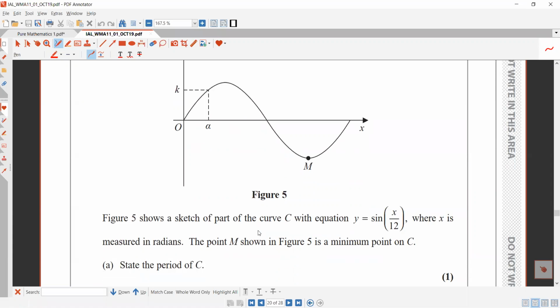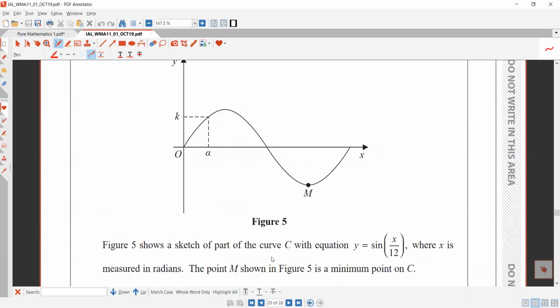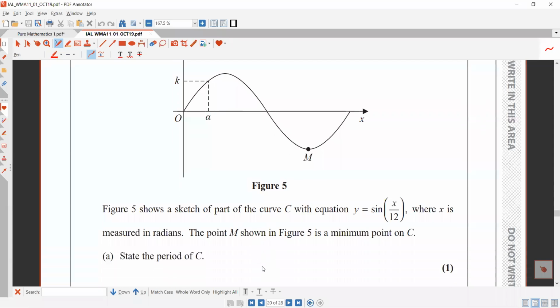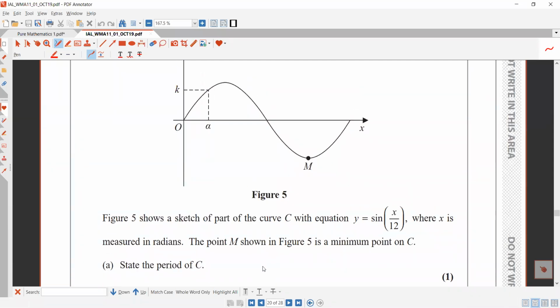State the period of C. This is the curve C, right? And this is the equation that has been given to me, where x is measured in radians. M shown in figure 5 is a minimum point on C. Good enough. Now, who can tell me this one mark question? What is the period of C over here? It is a sine graph. Who can tell me the period of C? Come on, use common sense and tell me, everyone. 360. The problem is, if it is a sine x graph, yes, but this is not a sine x graph.